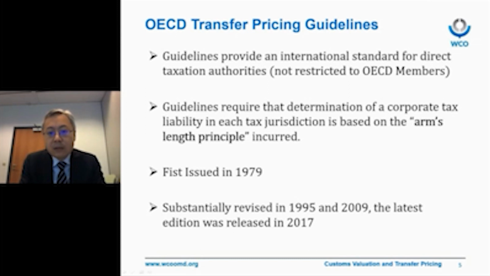The OECD transfer pricing guidelines were first issued in the year 1979, and there were some substantial revisions in the years 1995 and 2009. The latest edition was released in the year 2017. You can find these guidelines on the website of OECD. It's free.